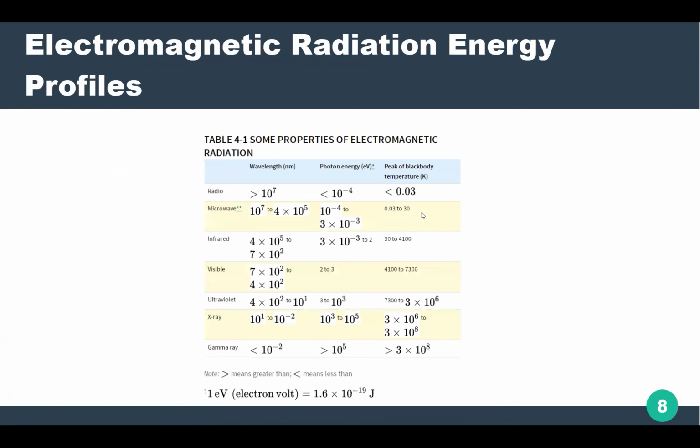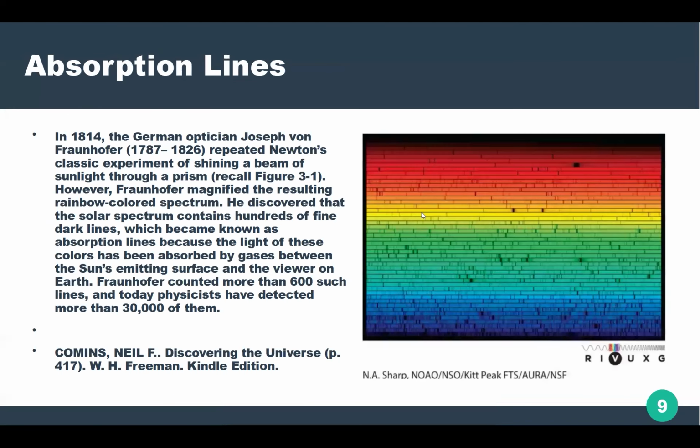In 1814, the German optician Joseph von Fraunhofer repeated Newton's classic experiment of shining a beam of sunlight through a prism. However, Fraunhofer magnified the resulting rainbow-colored spectrum. He discovered that the solar spectrum contains hundreds of fine dark lines, which became known as absorption lines because the light of these colors has been absorbed by the gases between the sun-emitted surface and the viewer on Earth. Fraunhofer counted more than 600 such lines, and today physicists have detected more than 30,000 of them.